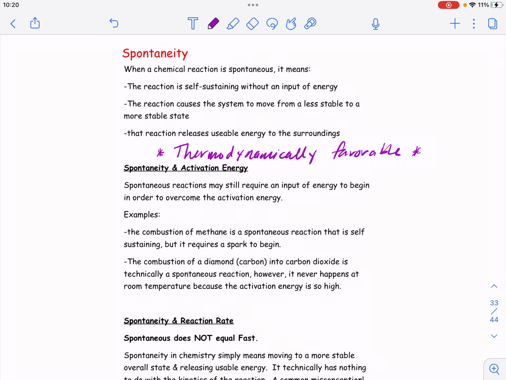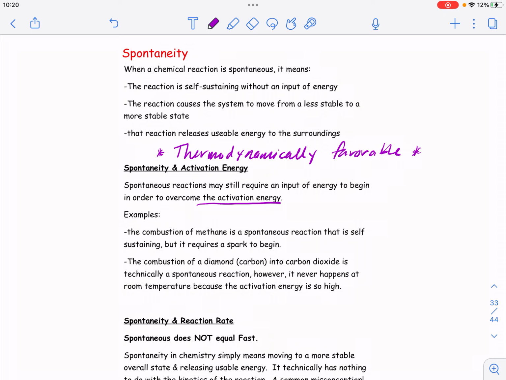Okay, so just a few clarifications first to try to get past some of those misconceptions about the word spontaneity and spontaneous. Spontaneous reactions may still require an input of energy to begin because you still have to overcome the activation energy. So the combustion of methane, for example, we know that methane is natural gas, methane can burn, and once you start burning the methane, it will self-sustain and you'll have a nice flame from that. But you still have to spark the methane in order to get that reaction going.